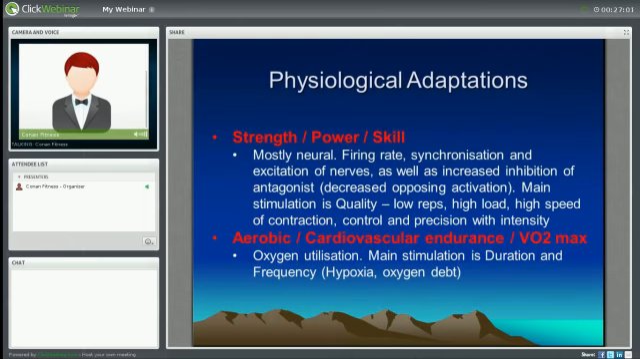Let's now look at each of these in slightly more detail. When it comes to power, strength and skill, I've grouped these together because later on we're going to do a webinar on each one of these individually and go right into detail. Tonight I just want to group them together and touch on the main stimulants for each. How do we work on each, just so you've got a rough idea, because we're just doing basic training guidelines tonight.